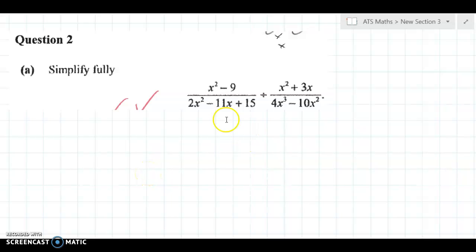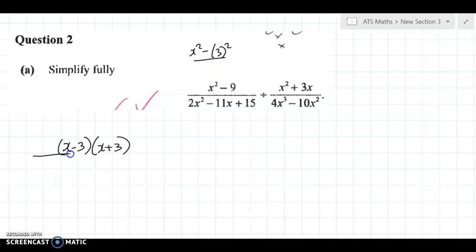Now we're going to simplify this stuff here. So first thing there, x squared minus 9 can be written as x minus 3 times x plus 3, because that's the difference of two squares, right? That's x squared minus 3 squared, something like that, right?